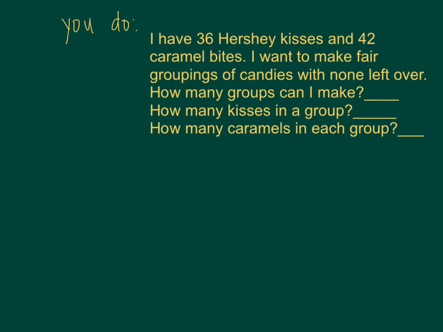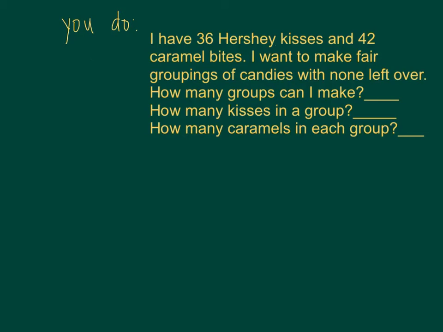So I have 36 Hershey Kisses and 42 Caramel Bites. I want to make fair groupings of candies with none left over. How many groups can I make? How many kisses will be in each group? And how many caramels will be in each group? So this is a GCF type of question. Go ahead and push pause and see if you can figure out the answers to each of these three questions. Go ahead.